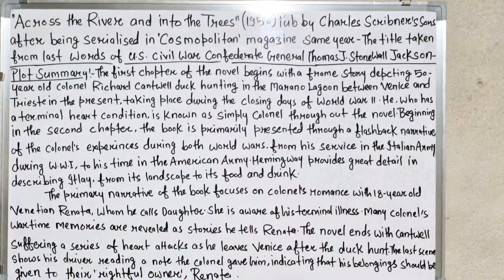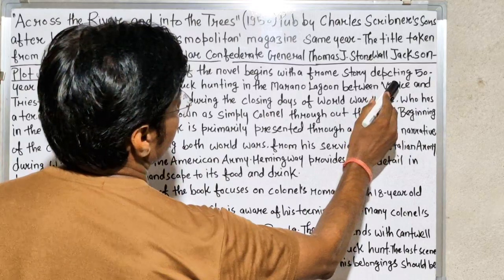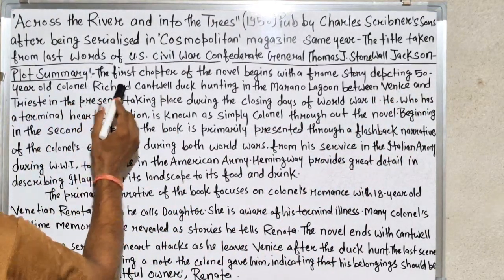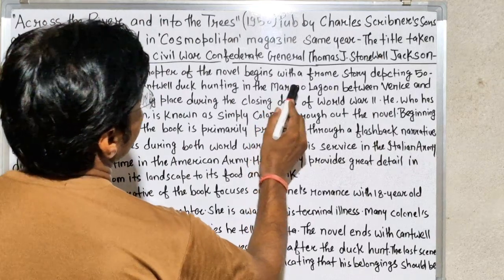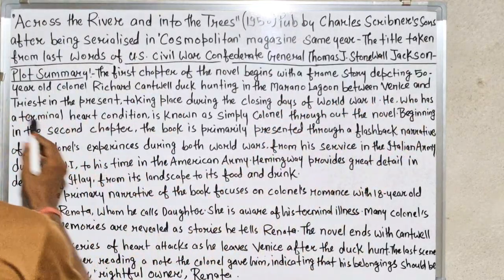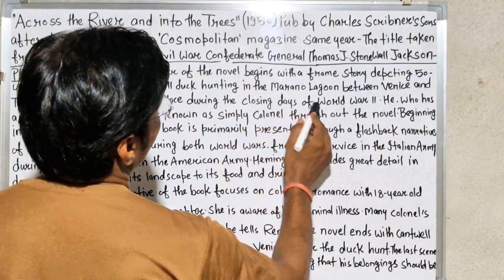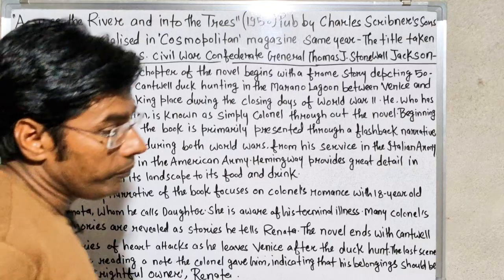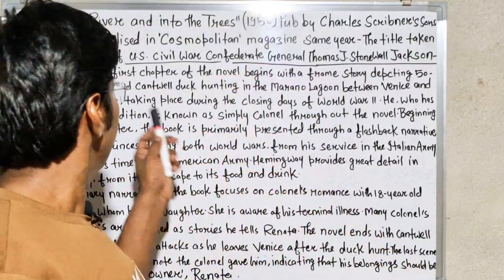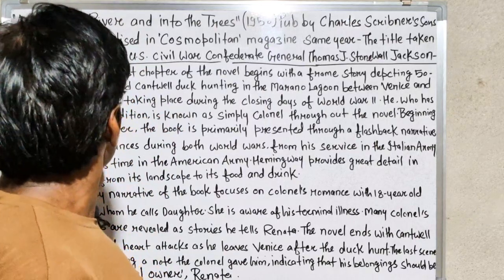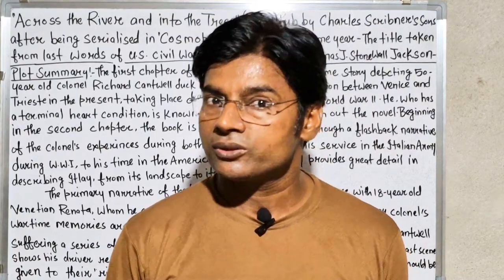Now let's look at the plot summary. The first chapter of the novel begins with a frame story depicting 50-year-old Colonel Richard Cantwell duck hunting in the Marano Lagoon between Venice and Trieste in the present, taking place during the closing days of World War II. It means when the novel opens, we find the central character, a colonel whose full name is Colonel Richard Cantwell. Colonel Richard Cantwell is the central character of this novel.